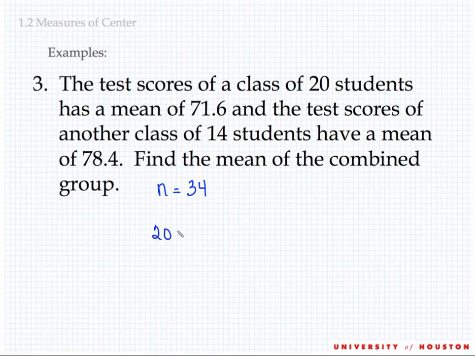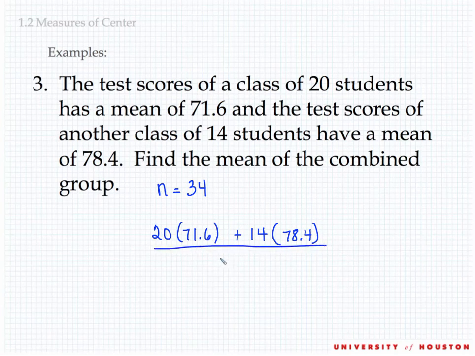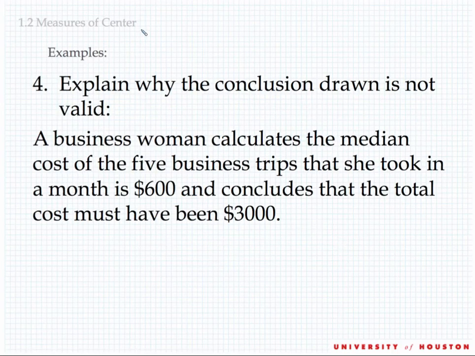For 20 of them, the average is 71.6. For 14 of them, the average is 78.4. So we're going to multiply 20 times 71.6 and add to that 14 times 78.4, and we will divide our answer by 34. This gives us an average for the combined group of 74.4.